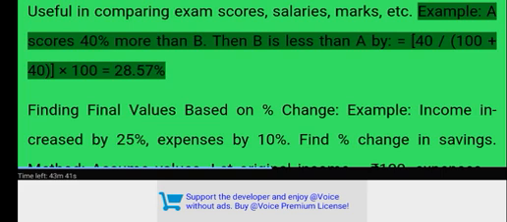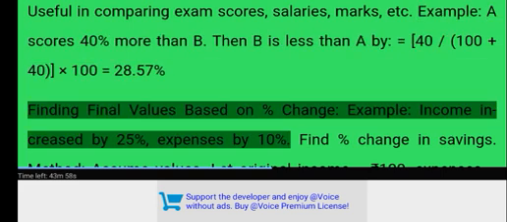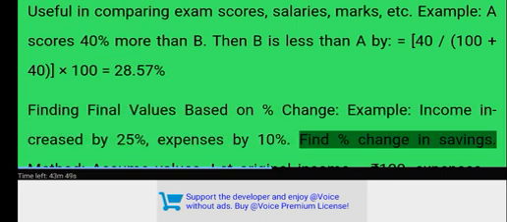Example, A's score is 40% more than B. Then B is less than A by 40 divided by (100 plus 40) times 100 equals 28.57%. Finding final values based on percent change. Example, income increased by 25%, expenses by 10%. Find percent change in savings.